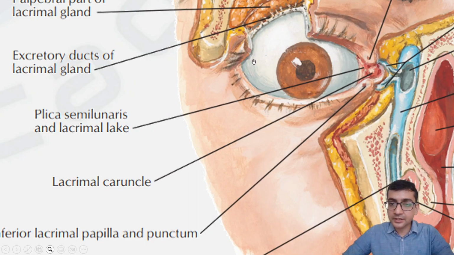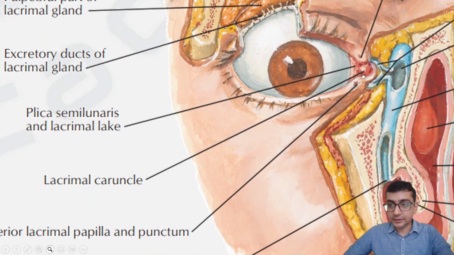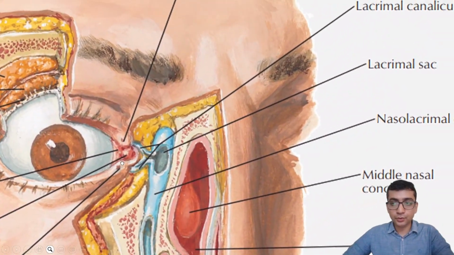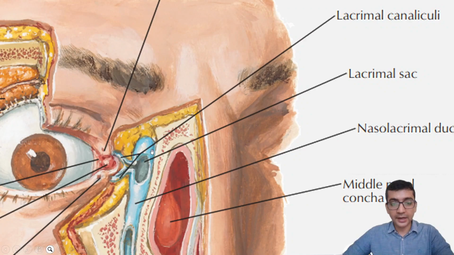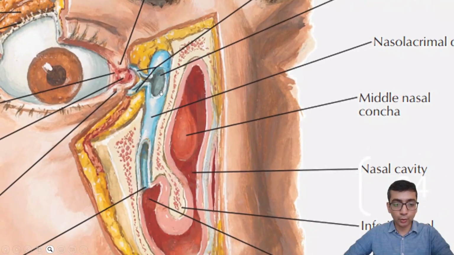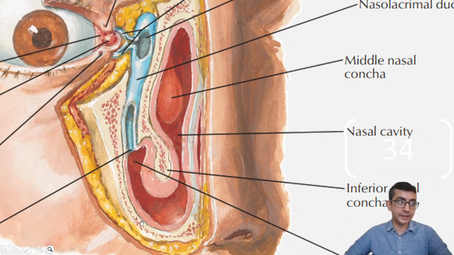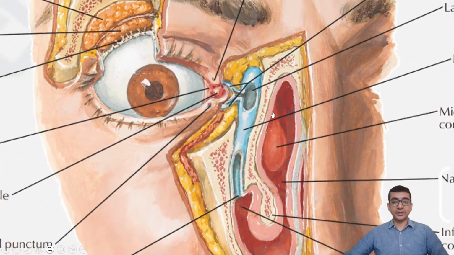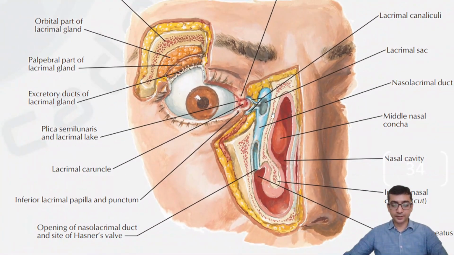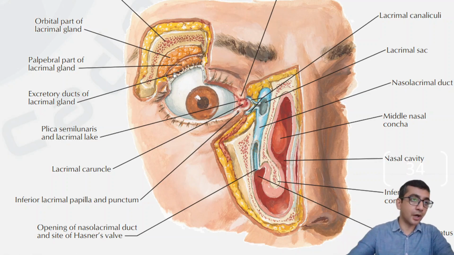The tears, the lacrimal secretion that come, they move medially, they gather here, and they are drained through these openings. They are drained through these to the lacrimal canaliculi, and from here it goes to the lacrimal sac, and from the lacrimal sac they go through the lacrimal duct, nasolacrimal duct, and open into the inferior nasal meatus and nasal cavity. So this is the pathway for the tears, that is pathway for the lacrimal system, and any disruption in it can lead to it flowing outwards.